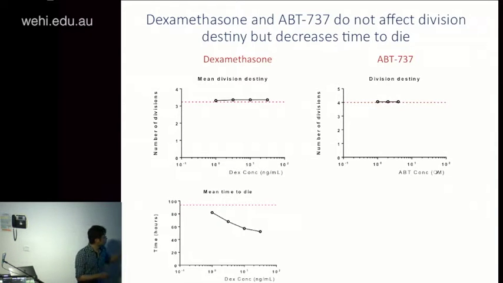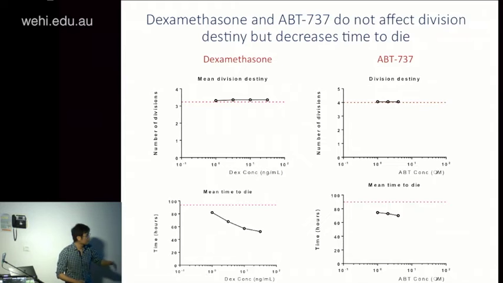So finally, when we look at the times to die, you can see that in a dose-dependent manner, dexamethasone decreases the time it takes for cells to die, and you can see the same as well with ABT-737. So a very nice illustration of a group of two drugs that only affect proliferation and two drugs that affect survival. So next, we're wondering what does cyclosporine do?